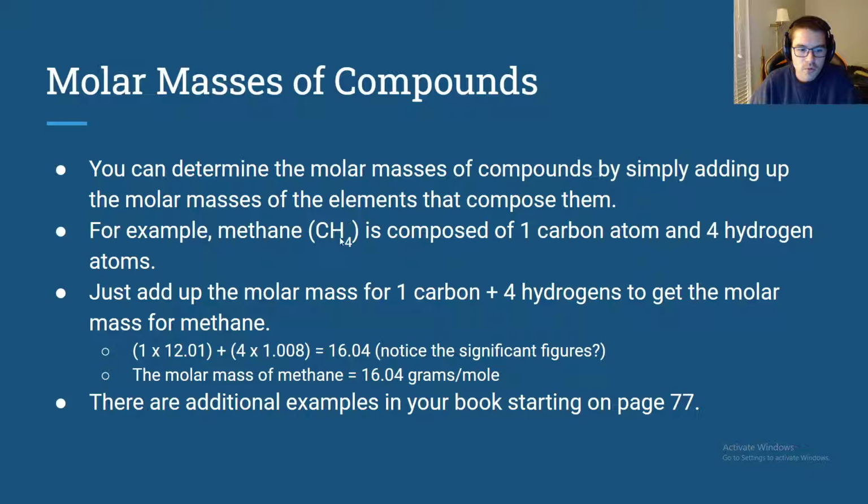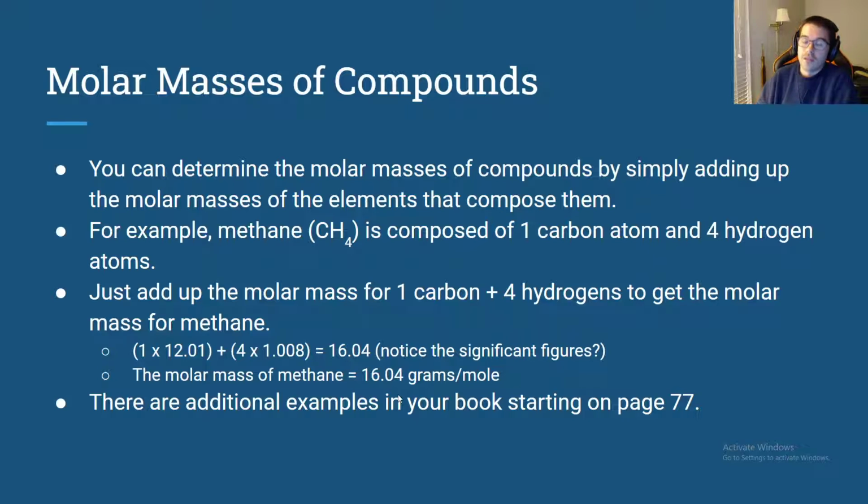You can just add up the molar mass for 1 carbon plus 4 hydrogens to get the molar mass for this overall chemical, right? So carbon is 12.01. I'm getting this from your periodic table. Okay, so 1 times 12.01, that's for carbon, plus 4 times 1.008, that's for hydrogen. This is equal to 16.04, okay? And actually, if you put that in your calculator, that's not exactly what you get, but that's due to some significant figure rules there. So anyways, the molar mass for methane is 16.04 grams per mole, right?